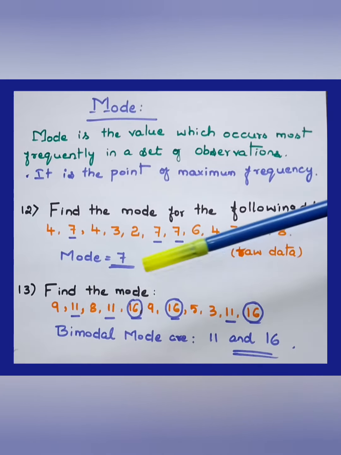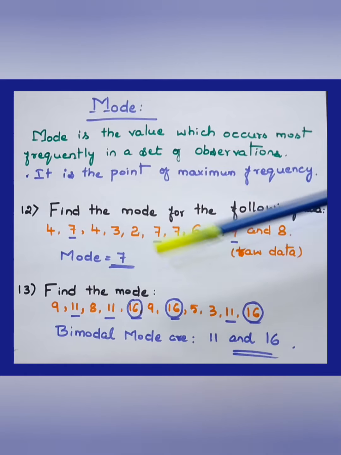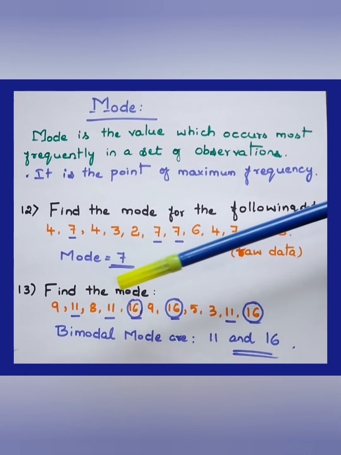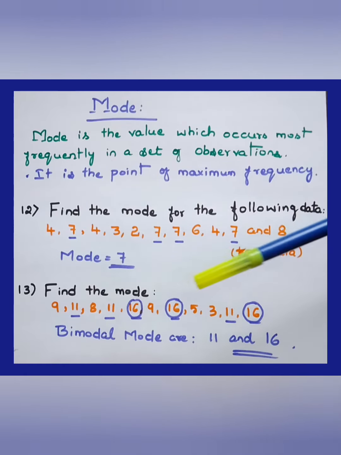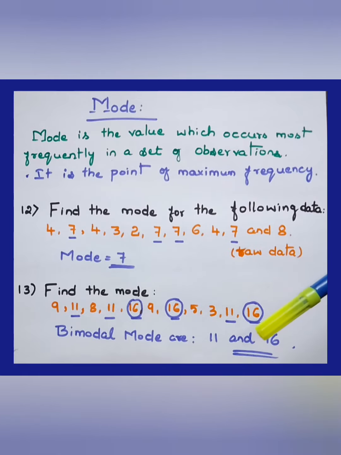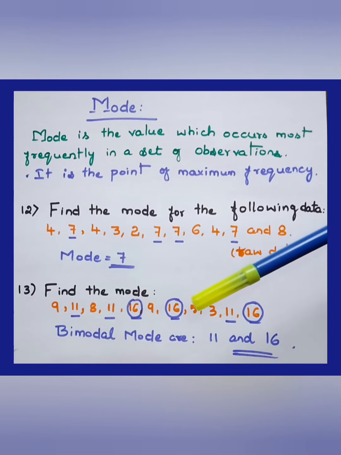Next one, moving to the 13th one. Again find the mode. The numbers are given here. The numbers repeated are 11, 11, 11, 3 times, and again 16, 16, 16, thrice. So we have got 2 modes here. If these types of questions come, you can answer this as bimodal, modes are 11 and 16. Sometimes you'll even get trimodal. In most cases they may not ask in the exam. If asked, you can mention it like this.